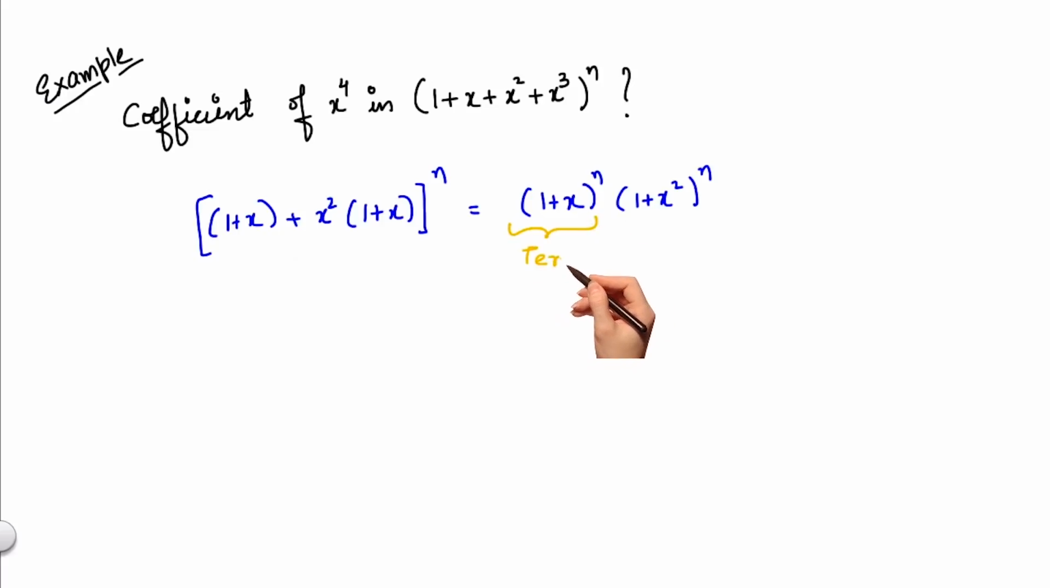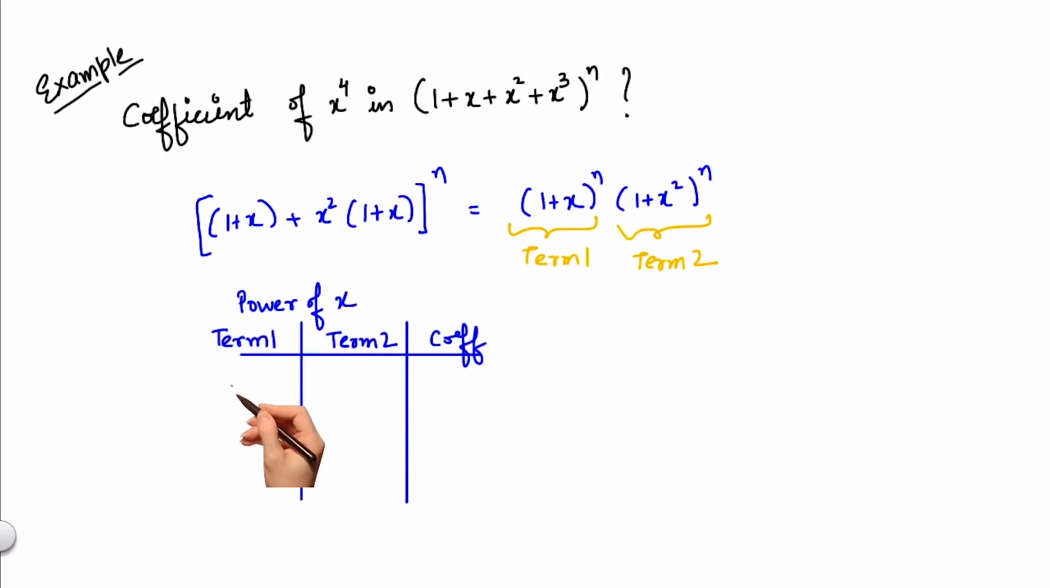Let's call this term 1 and this term as term 2. Now my objective is to find the coefficient of x to the power 4. I can get x to the power 4 in the multiplication of term 1 and term 2 in the following cases. One case would be when term 1 yields a 0 power of x while term 2 yields power of x corresponding to 4. In that case, the total power would be 4. Or I get 1 power of x from term 1 and 3 from term 2. Similarly 2 and 2, 3 and 1, and 4 and 0.